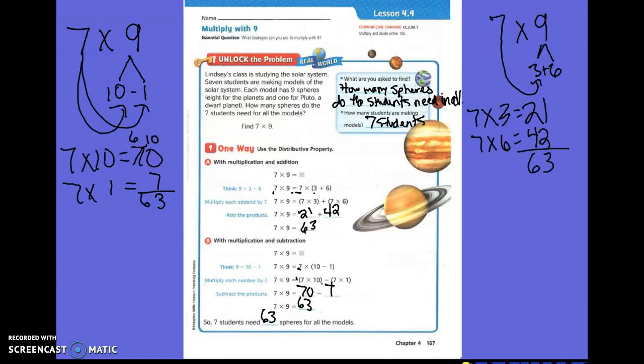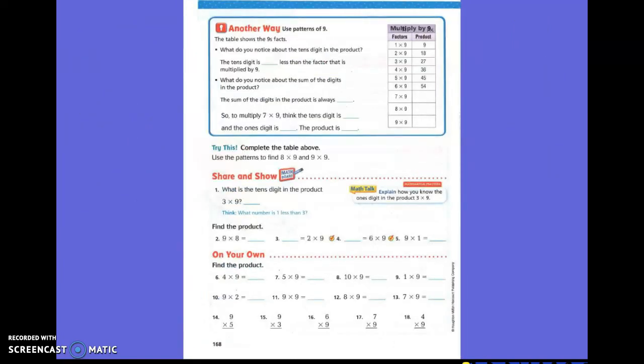Next page, please. Another way to find the number, put the answers down. Another way to find answers or products with multiplying by 9s is by looking at the 9s facts. 1 times 9 is 9, 2 times 9 is 18, 3 times 9 is 27, 4 times 9 is 36.